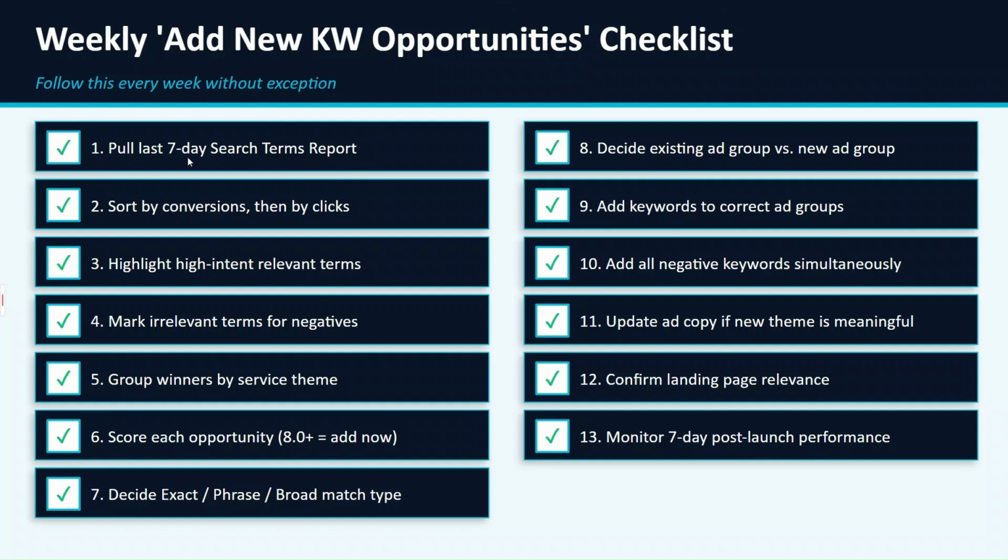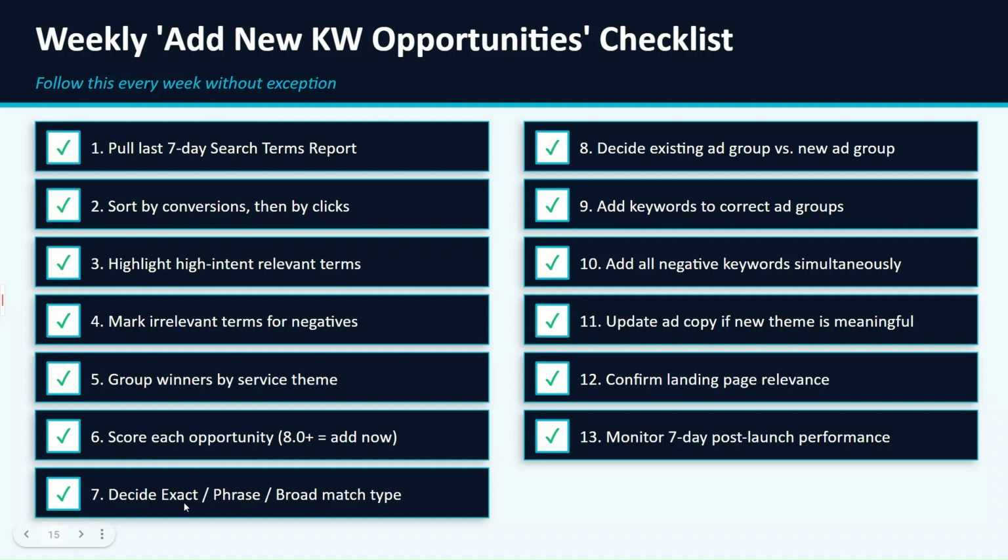Step 1 is pull the last 7 days search terms report. Step 2 is sort by conversions, then by clicks. Step 3 is highlight high intent, relevant keyword terms. Step 4 is mark irrelevant terms as negatives. Step 5 is group the winners by service theme, like emergency, leak, toilet, location, and so on. Step 6 is score each keyword opportunity, and 8 or above equals add now.